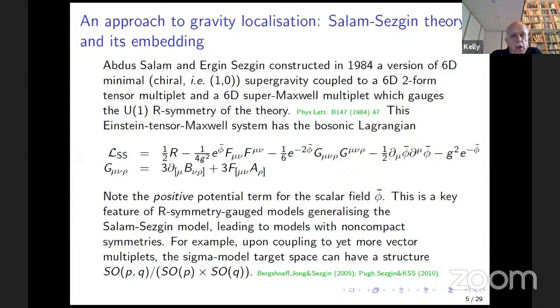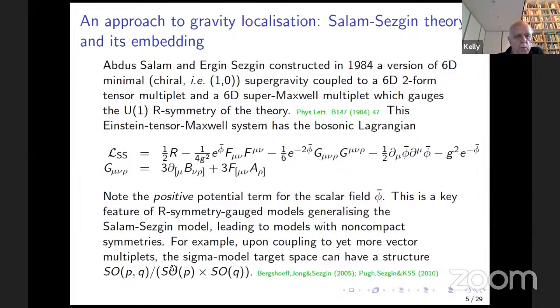Here's the Lagrangian that I've shown you here. The important thing to note here is the positive potential term for the scalar field. This is a key feature of R symmetry gauged models, which generalize the Salam-Sezgin model.